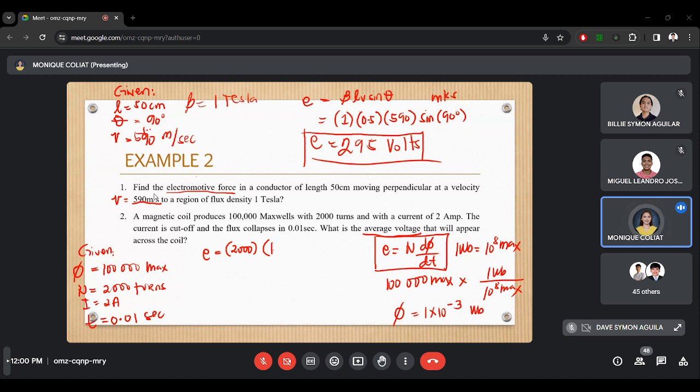So, that is 1 times 10 raised to negative 3 Weber. Yun na lang. Huwag mo na ilagay yung 0 or minus 0. Okay, kasi nga, kinut off siya. Hindi naman siya nag-reverse, di ba? Kung nag-reverse, magma-minus ka ng negative nun. Pagka nag-cut off, only 1 flux na lang yung ilagay mo. Over yung time na 0.01 second. So what will be your average voltage?